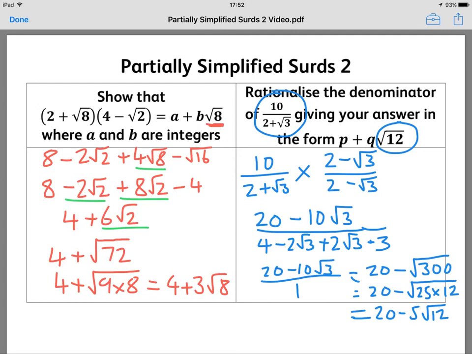Right, it's just like normal surds, I do it, but don't use your calculator. It actually hinders the whole thing. So.